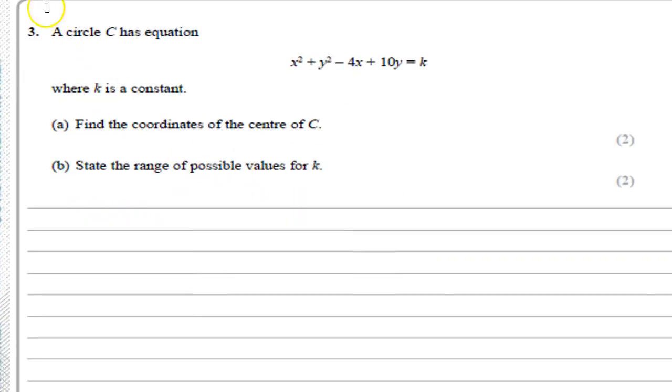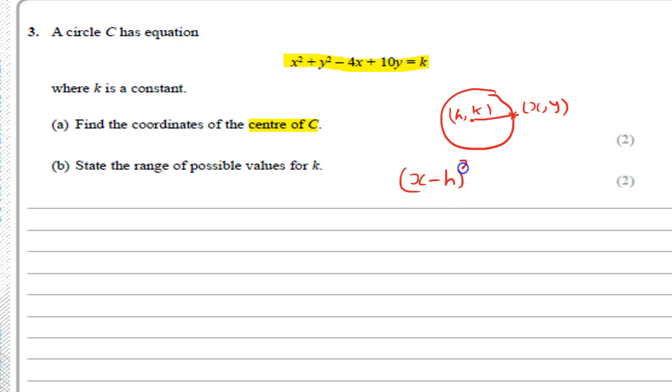Here a circle C has an equation, that is x square plus y square minus 4x plus 10y equal to k, where k is a constant. Find the coordinates of the center of C. We know that if this is a circle and this is the center (h, k), and there is a point here that is (x, y), then the circle equation is given by (x minus h) whole square plus (y minus k) whole square is equal to r square. So let's calculate the center first.